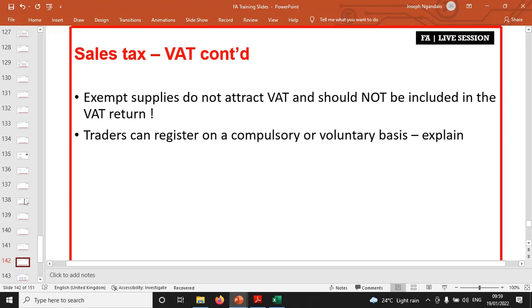All right, let's proceed. I've already stated traders can register on what? Or voluntary what? Explain again. If your sales are above 800,000, you are supposed to register, whether you like it or not. But if your sales are below, you can register, but not on a compulsory, but on a voluntary what? Basis. You can volunteer. But remember, registering for VAT will attract additional administration costs for your business. Do you understand that? Additional administration.